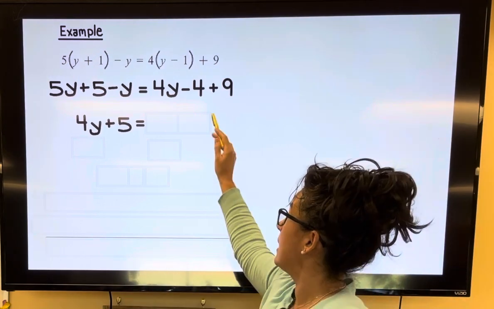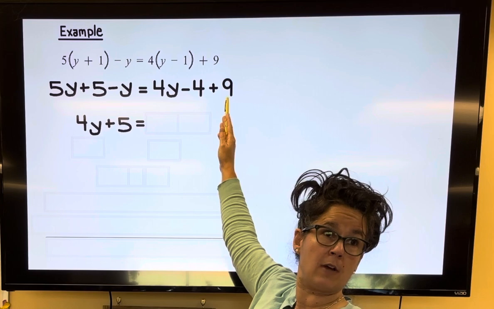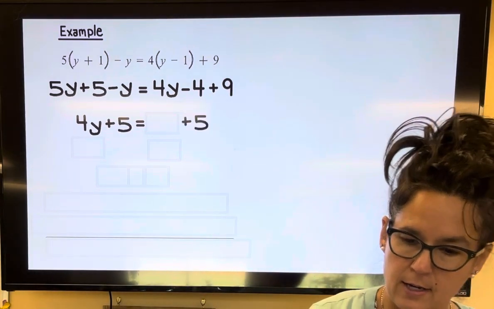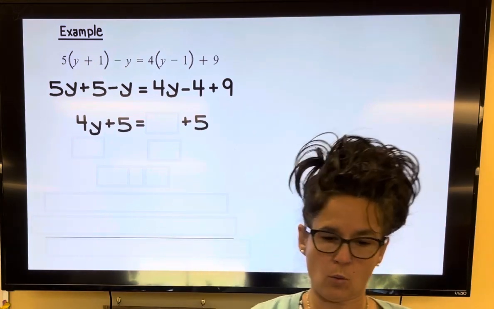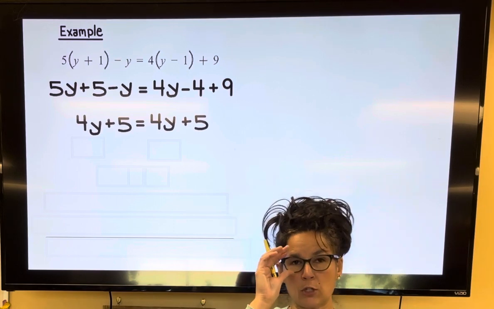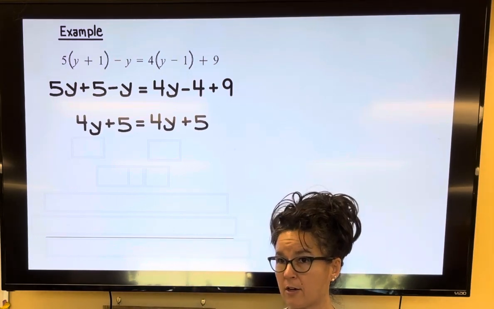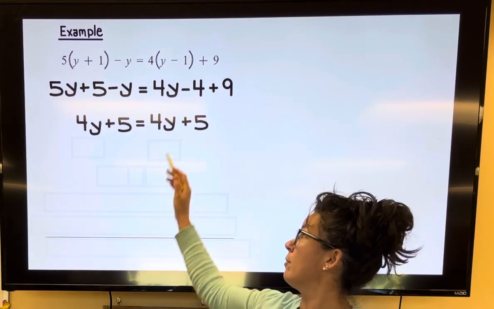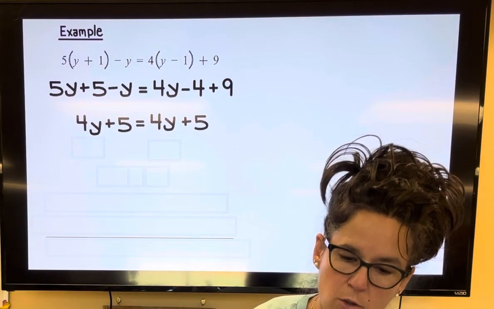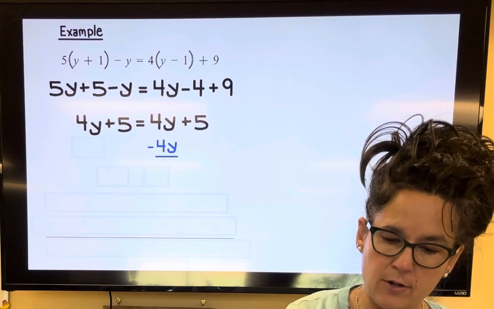On the right side, what we have that are alike is the -4 and the +9. So -4 plus 9 is 5. And then I'm going to bring down the 4y. Okay, and this is where it gets more interesting. I start to move all the letters to one side, numbers to the other. So to move the letters over, to get rid of a +4y, I'm going to subtract 4y. What I do to one side, I do to the other.